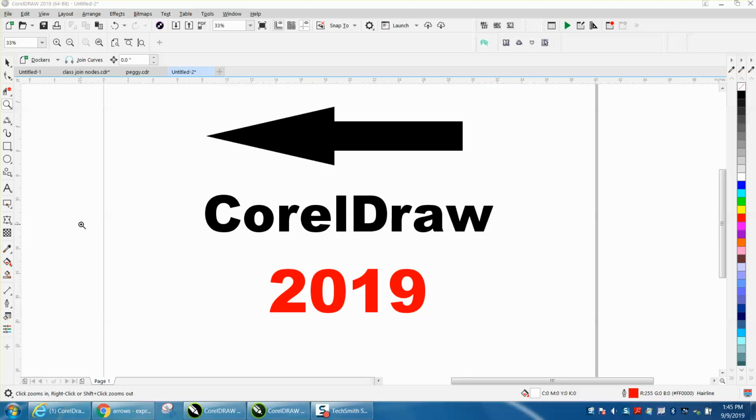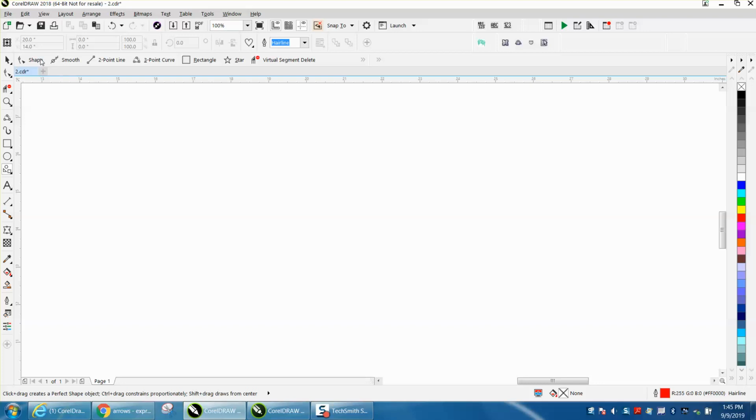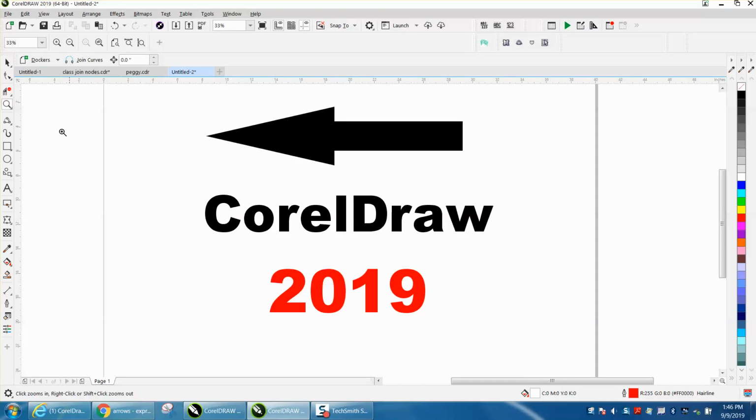I've gone over this before, but not just on this. On your arrow keys in 2018 or X8, your arrow keys were underneath your polygon tool in a flyout called arrow shapes, and they were right there. Well, Corel has moved them in 2019, and the gentleman that sent me the email is not very happy.